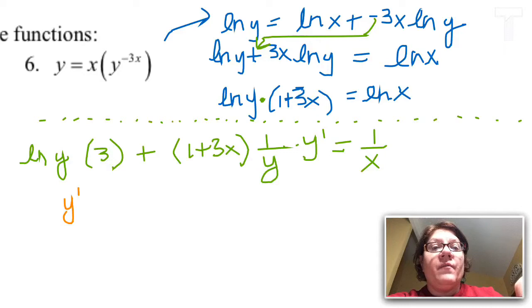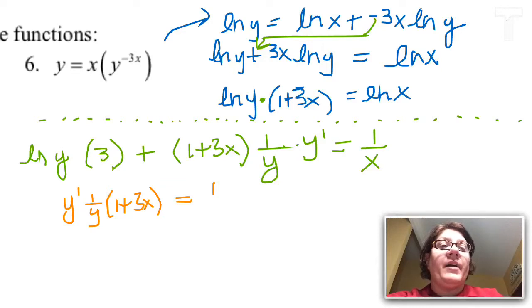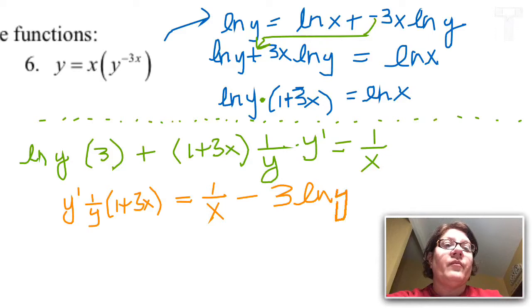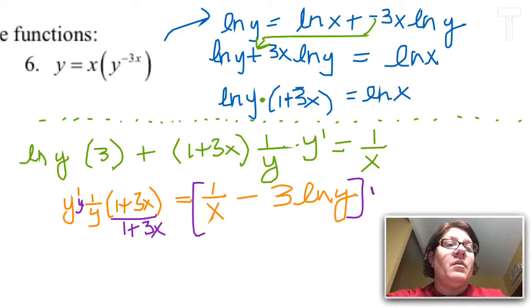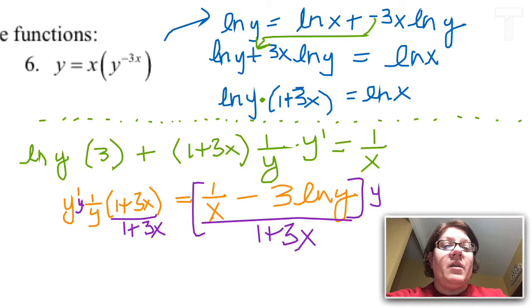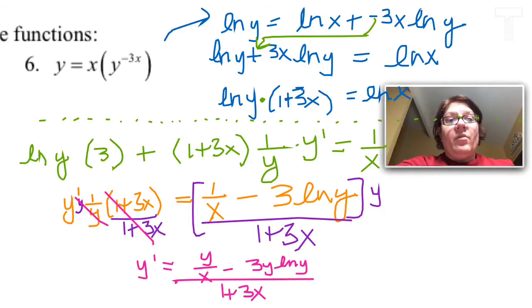I'll write that term first, and I'll subtract the first term, and then I'll divide by 1 plus 3x, and at the same time I'll multiply by y, and we'll see what this crazy mess gives us. So it looks like if I distribute y, that's what I have.